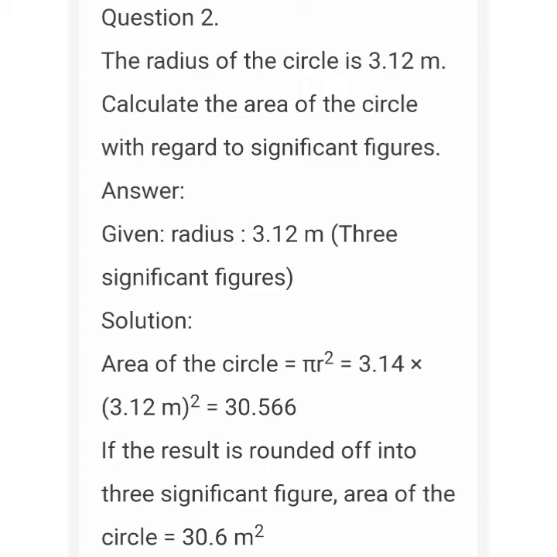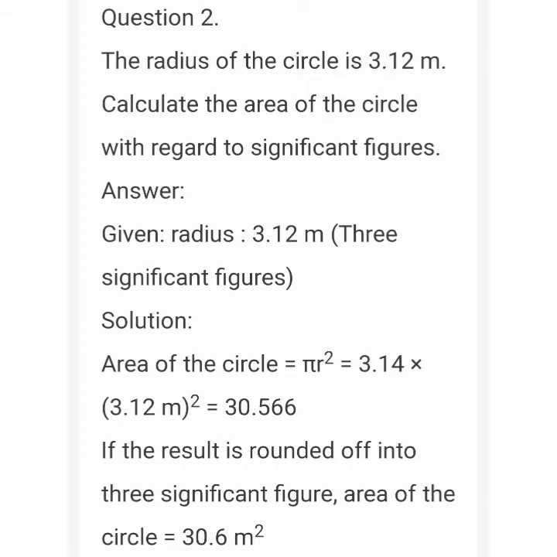Next problem, question number 2. The radius of a circle is 3.12 meter. Calculate the area of the circle with regard to significant figures. When it is with regard to significant figures, we can make it for 3 significant figures. So area of a circle is pi r square. Here we have taken the pi value to be 3.14. So 3.14 into 3.12 into 3.12. Directly multiply it, it is 30.566.